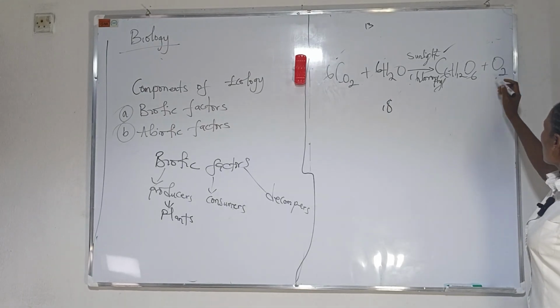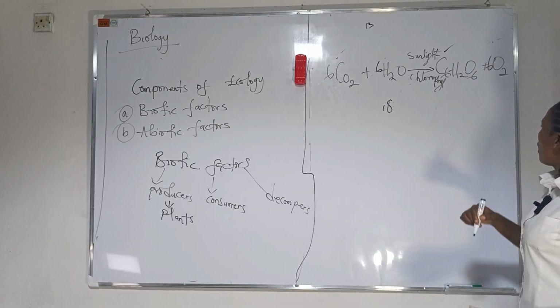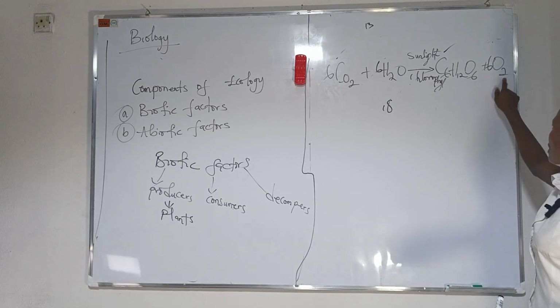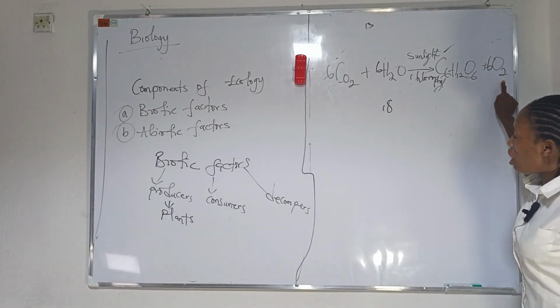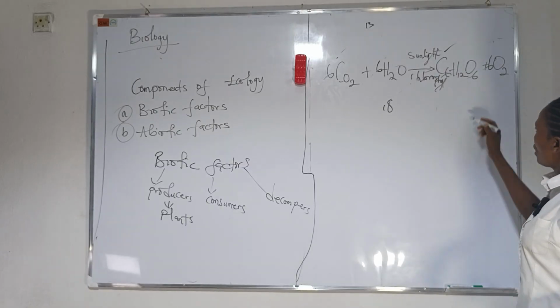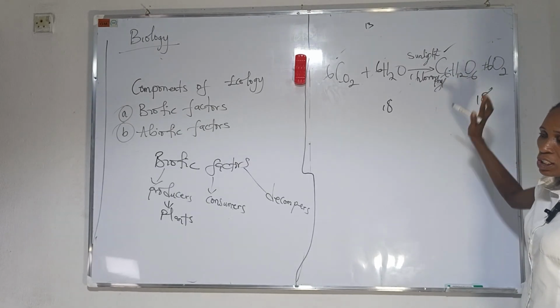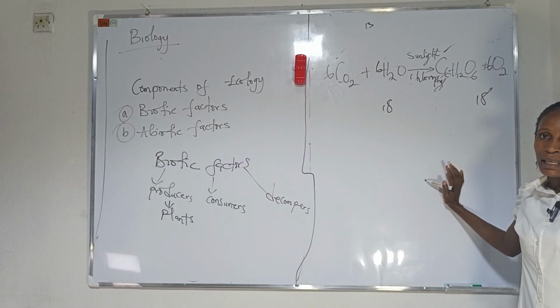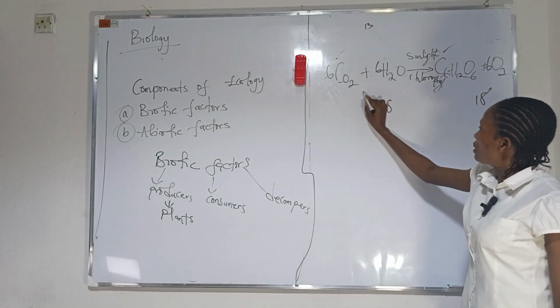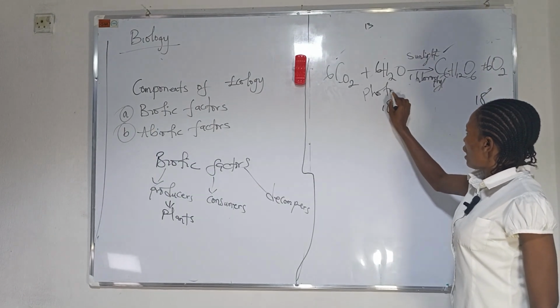I will look at it. If I put 6 here, what am I having now? 6 times 2 is 12. 12 plus 6, that is 18. I have balanced all my elements involved. Photosynthesis, the chemical reaction.